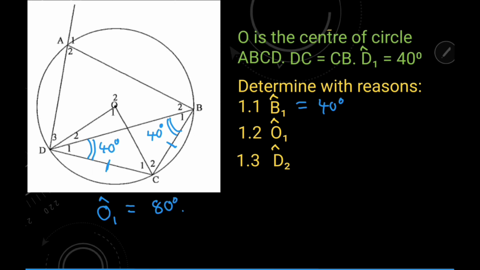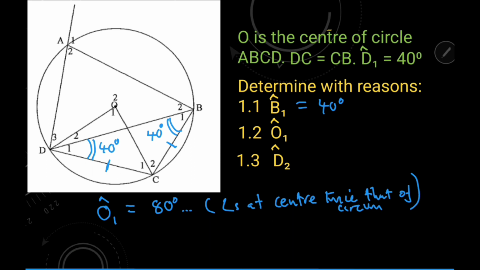And the reason, angle at center twice that of circumference. Okay, so it's angle at center. Sometimes you can just write angle at a center, it's fine. So O1 is 80 degrees.